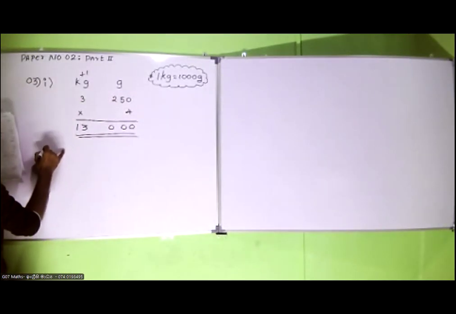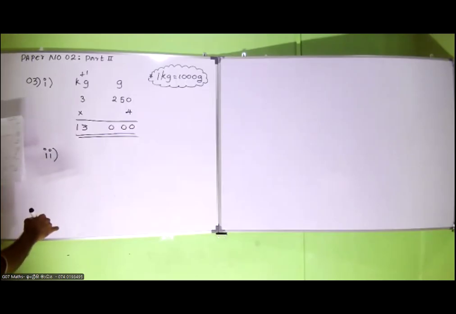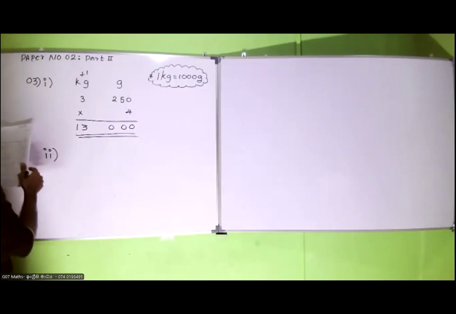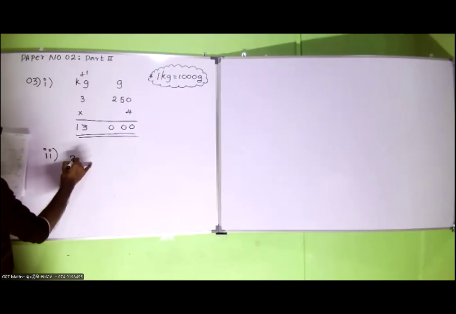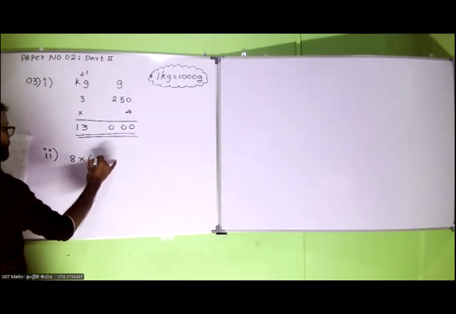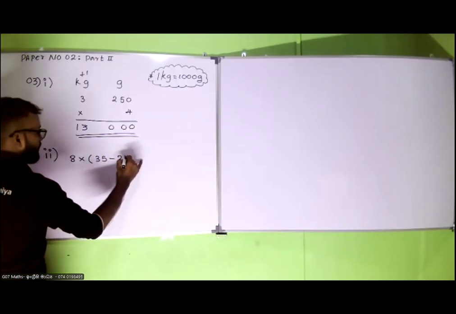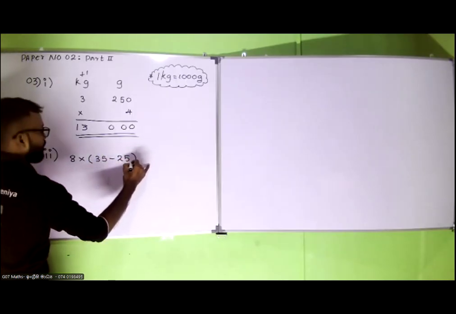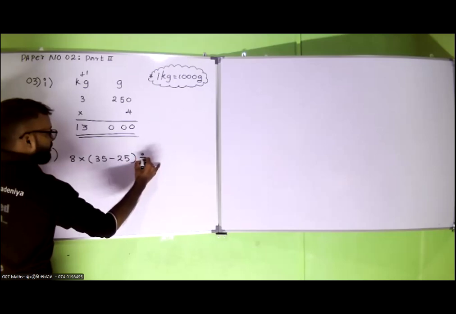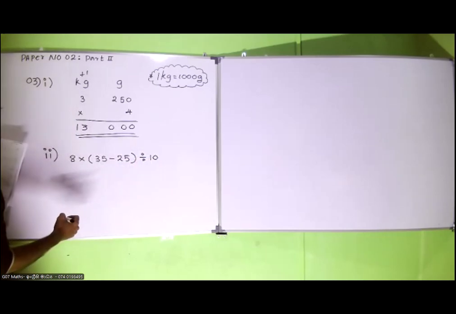Second one. Simplify 8 multiplied by 35 minus 25 divided by 10.